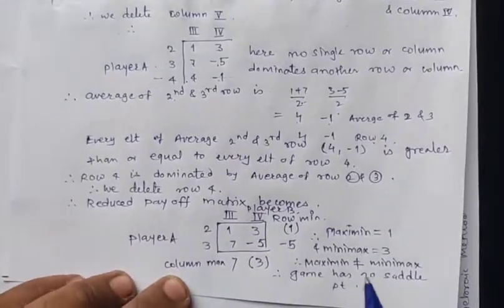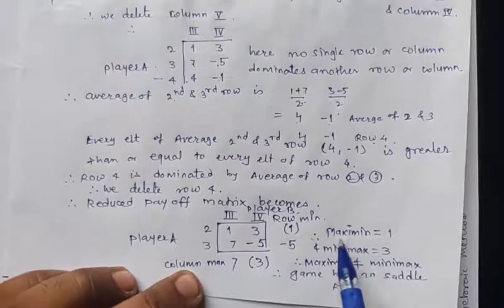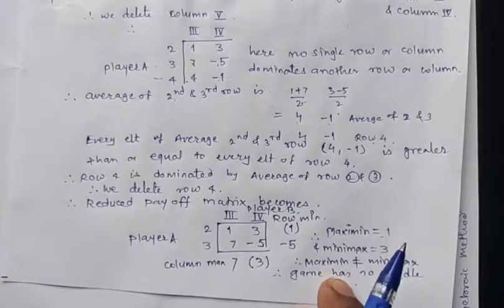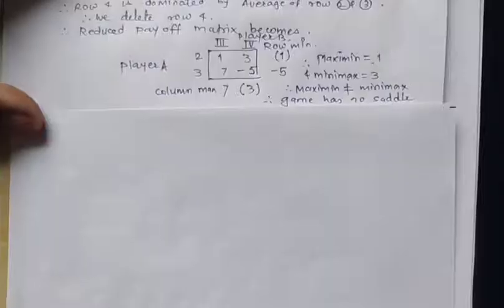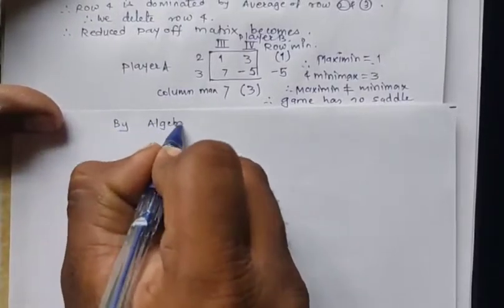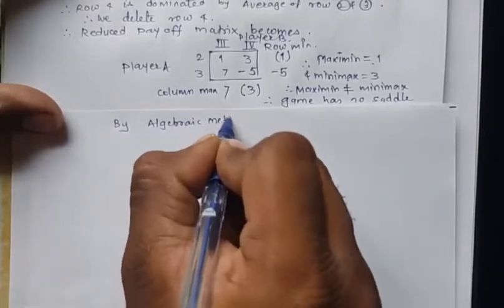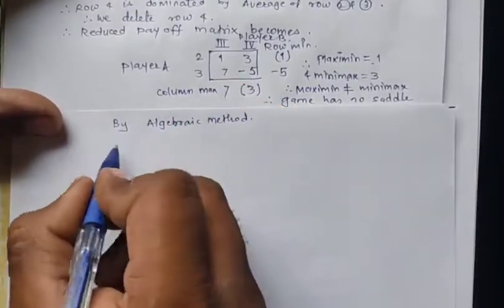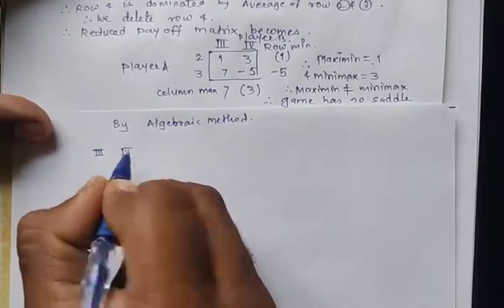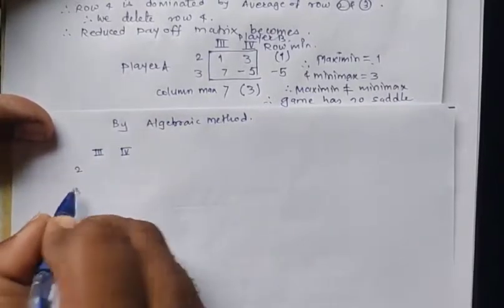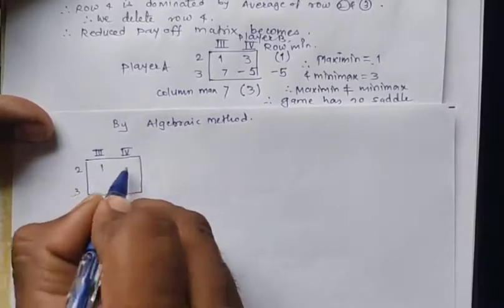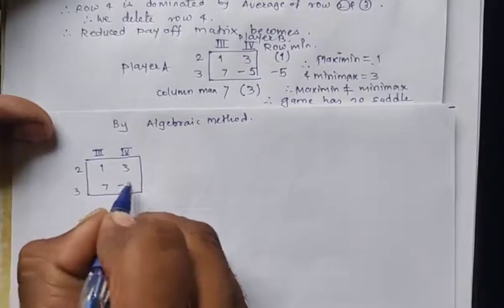Therefore the value of the game lies between the maximin value and the minimax value. Now we will solve this game by using the algebraic method. So we can write this as the third row, and the third and fourth columns. The second and third columns have entries 1, 3, 7, minus 5.